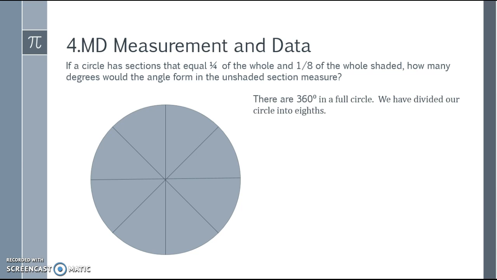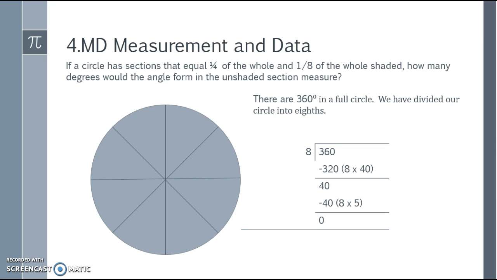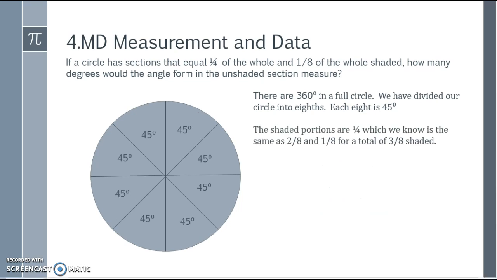We know that there are 360 degrees in a full circle. However, we have divided our circle into eighths. So we need to determine how many degrees are in each section. So I'm going to take 360 and divide it by 8 using our partial quotients. Well, 320 is 8 times 40. When I subtract, I have 40 left, which I know is 8 times 5, so I'll have a remainder of 0. Remember, we add up the parts that we multiply 8 by, so it's 45. So each eighth is 45 degrees.